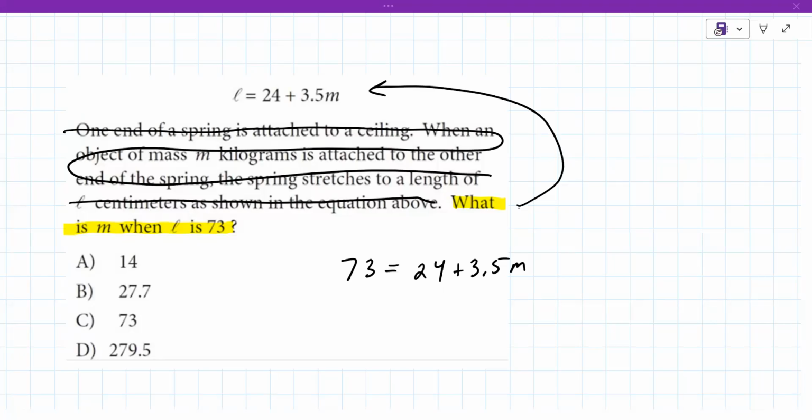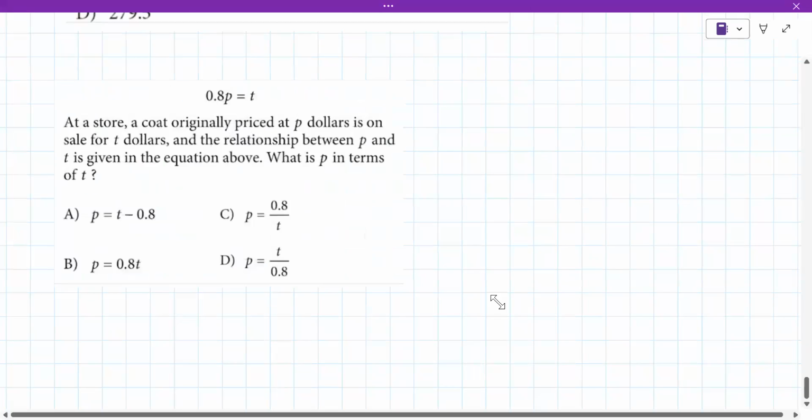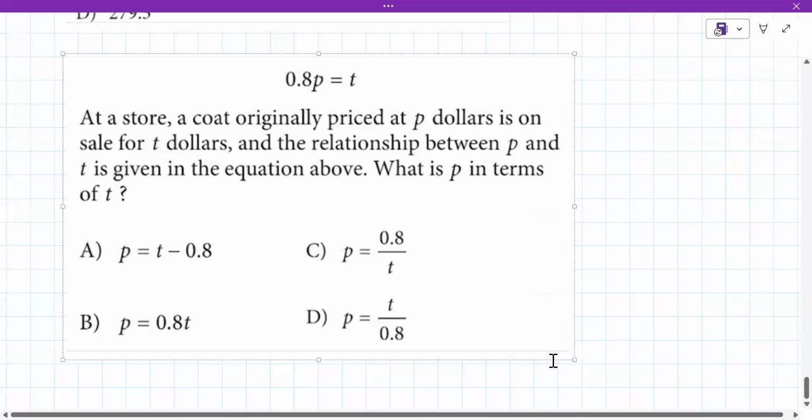M is 14. Okay, and how confident are you in your answer? Confident. Okay, very good. All right, so let's look at the next problem here. And again, we want to try really hard to use this strategy. These problems are specifically selected to emphasize this strategy.